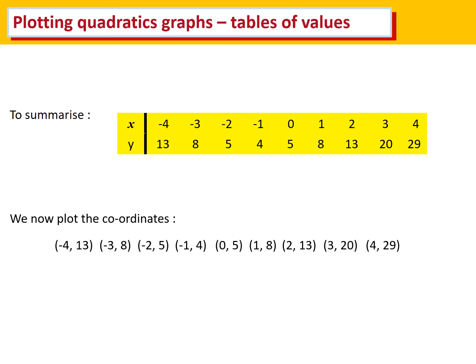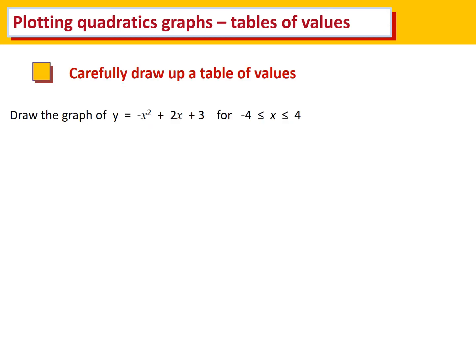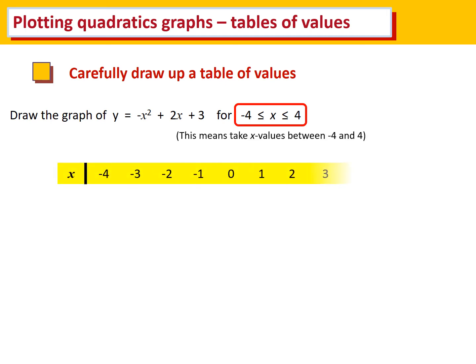And now we're ready to plot our coordinates and draw our curve. On to example 3, a negative x squared, but we can cope with this, can't we? Of course we can. Come on. As ever, we look at the x values from negative 4 to 4. And that's our row of x values.